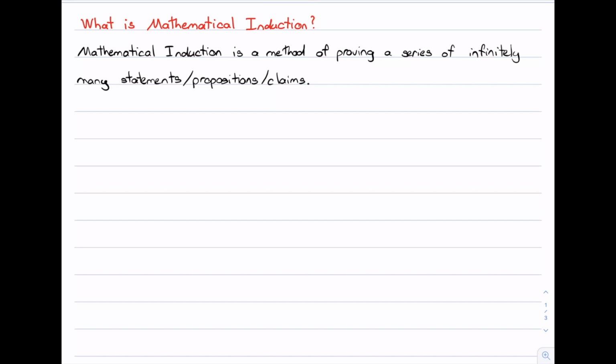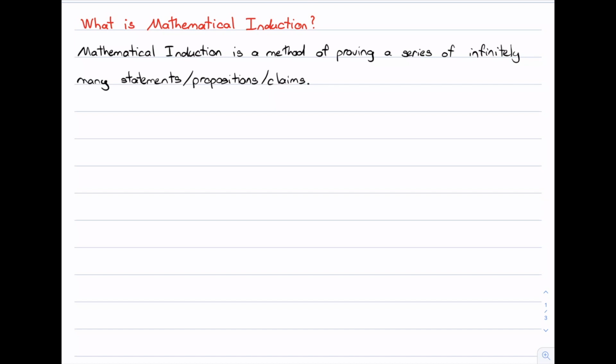Now, what's amazing about this method of proof is that we're able to prove infinitely many statements in a finite amount of time. Now, just think about that for a second. Infinitely many statements, infinitely many things are being proven in a finite amount of time. Now, that's a very powerful concept. And this is why mathematical induction is one of the most powerful tools that we have in mathematics to prove statements. And you'll see as we do some examples that they're usually used to prove general statements.